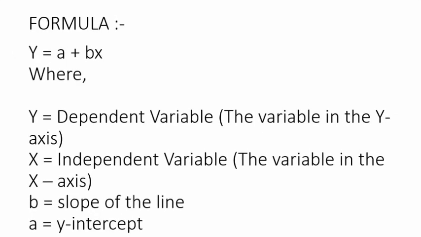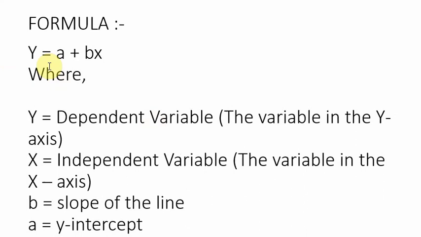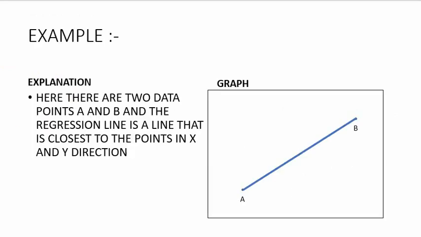So finally we have the formula, which is y is equal to a plus bx, where y is the dependent variable, which means the variable on the y-axis, and x is the independent variable, which means the variable on the x-axis. As you can see, this is the x-axis, this is the y-axis. The variable on the y-axis is y, and the variable on the x-axis is x.